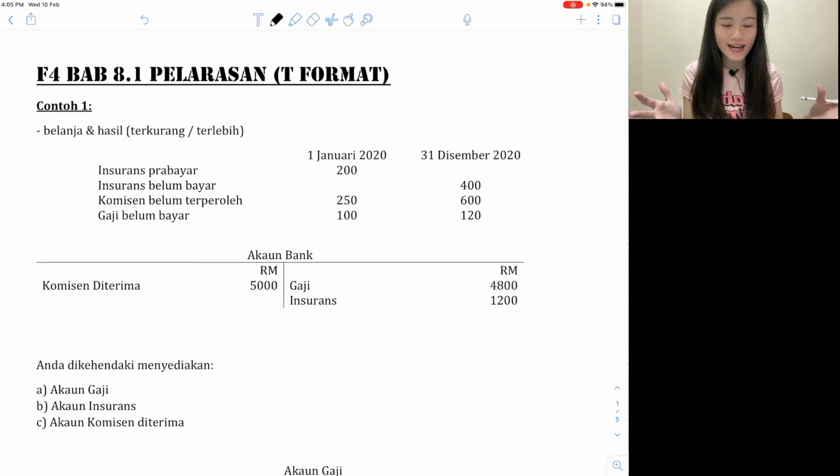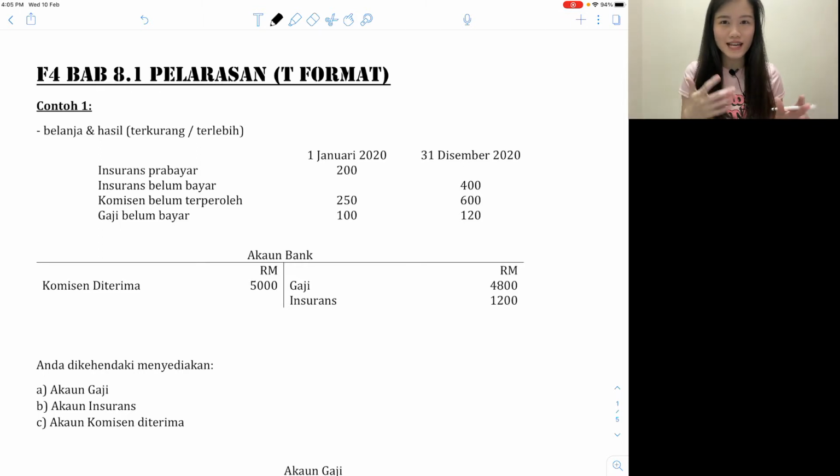Okay, so now you guys can see from my screen, this is the Pelarasan T format contoh soalan. So I put in dua contoh soalan because for belanja dengan hasil terkurang terlebih is having two types of questions that are coming out. So I want to make sure that both also you guys are familiar with it.